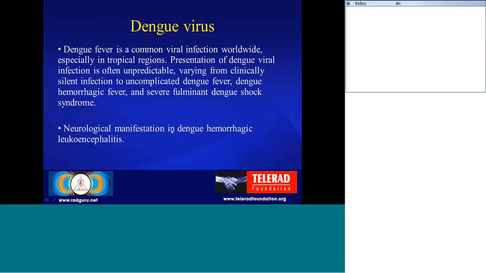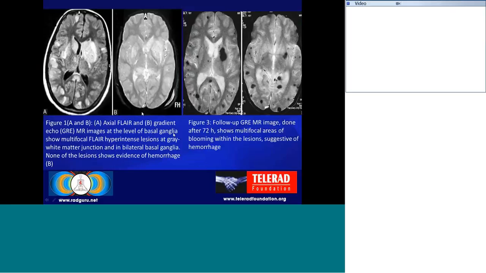A neurological manifestation is dengue hemorrhagic leukoencephalitis. I will show you one example. This is a patient with dengue fever, dengue encephalitis. You will see that there's involvement of the basal ganglia. Multifocal FLAIR hyperintense signal intensities are noted in the gray-white matter junctions of the temporal and occipital lobes, also in the frontal lobes. So this is the initial imaging.